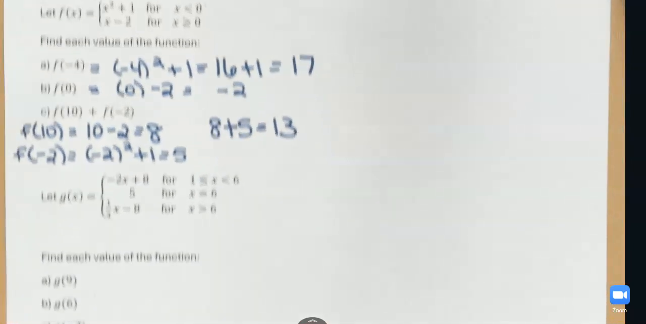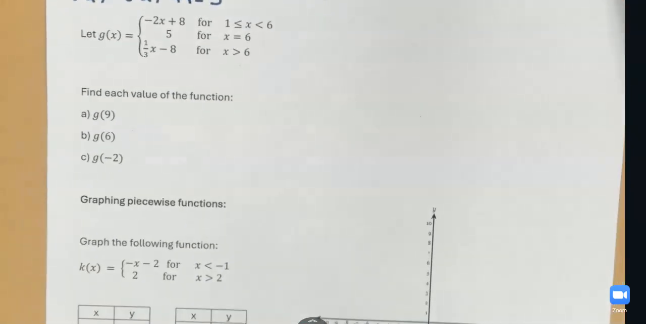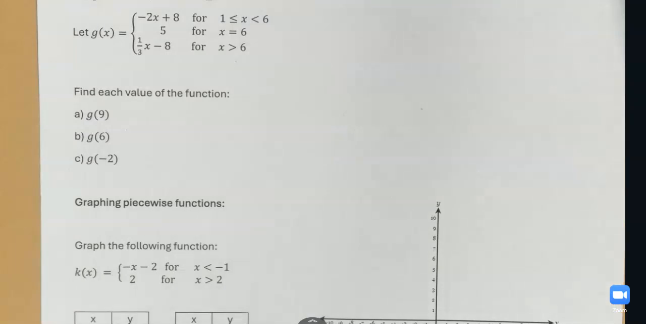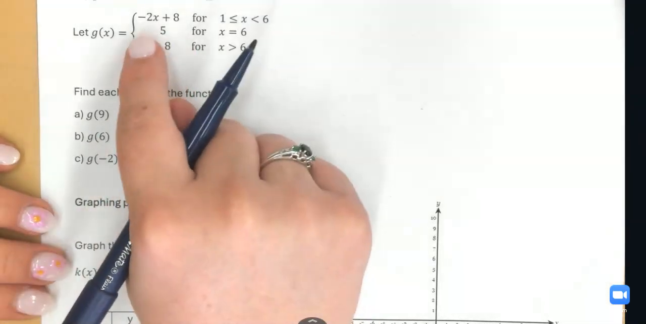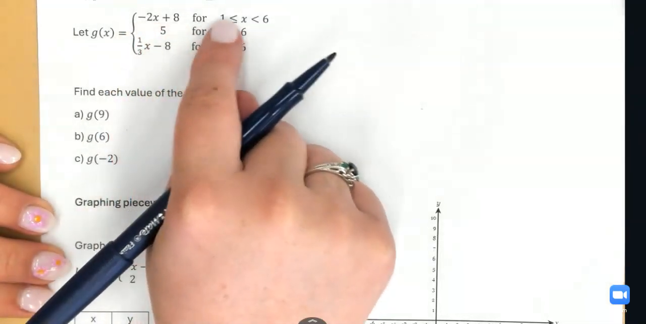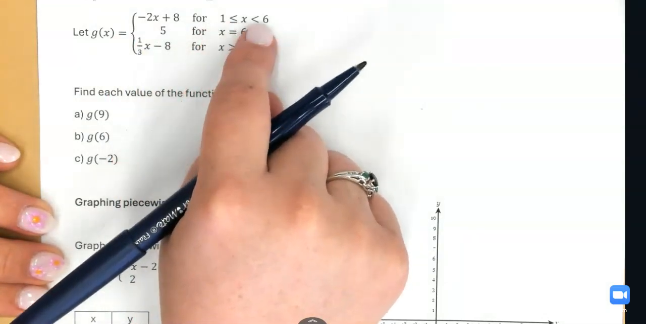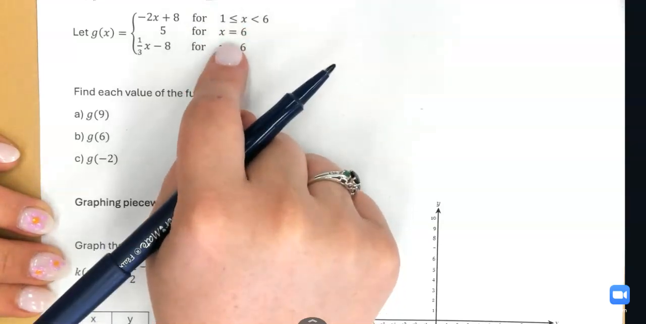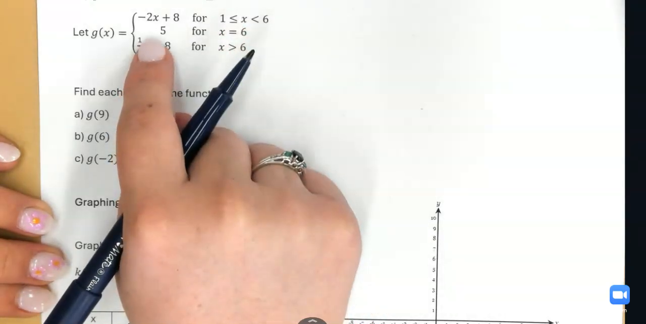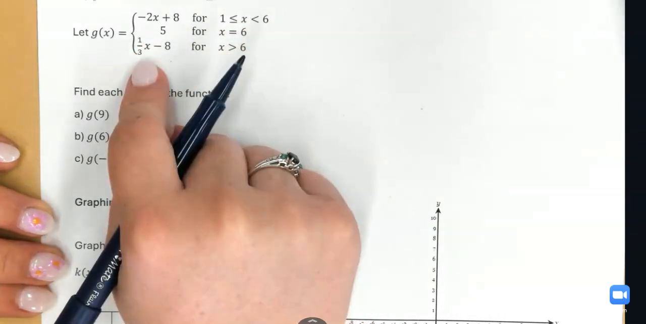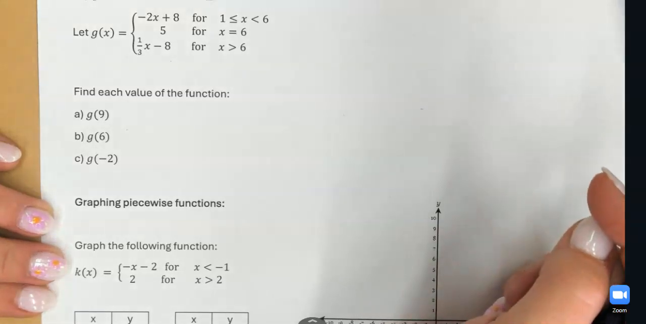Okay. We are going to practice evaluating again. On this function, I have 3 different equations. So -2x plus 8 will be used when x is greater than or equal to 1 but less than 6. When x is equal to 6, it's 5. And when x is greater than 6, 1/3 x minus 8.